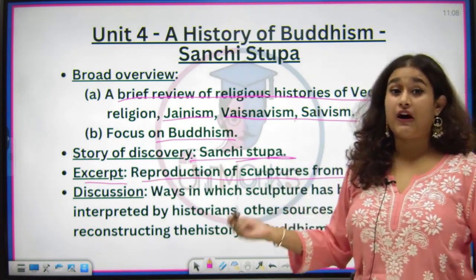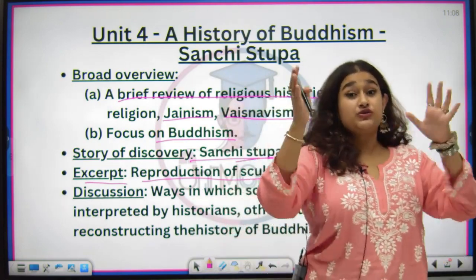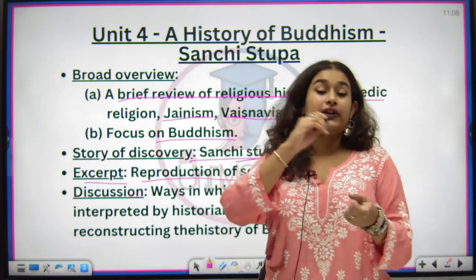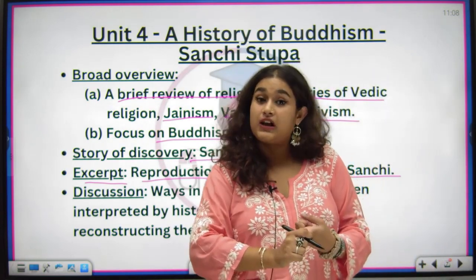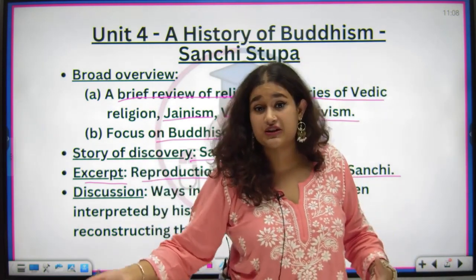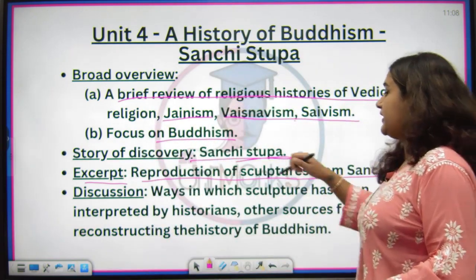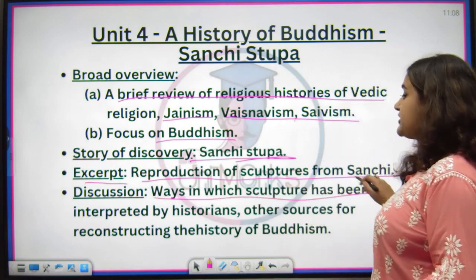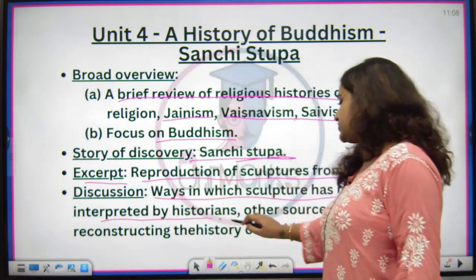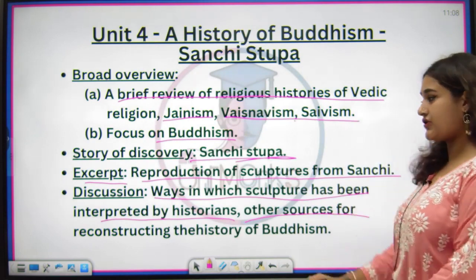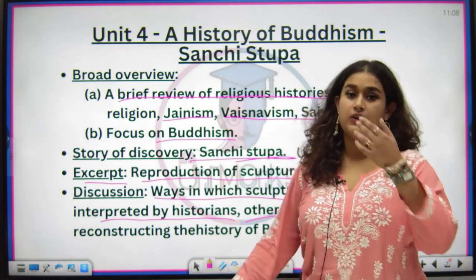Whatever sculptures were found, what sources. So, this will be written about in the source boxes. What historians thought about the sculptures, in what conditions those sculptures were found, all of that. A discussion is going to be on the ways in which sculptures have been interpreted by historians, and other sources used for reconstructing the history of Buddhism.